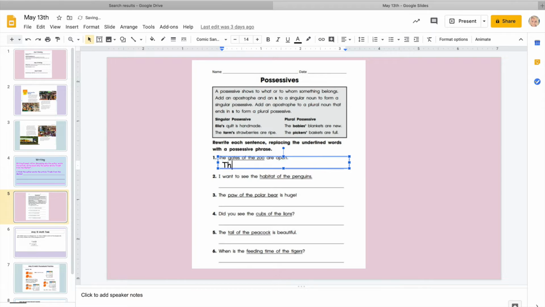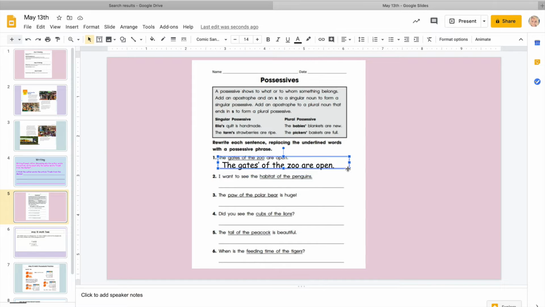put the gates of the zoo are open. So it would look something like that. Okay, and then we're going to move on to number 2.